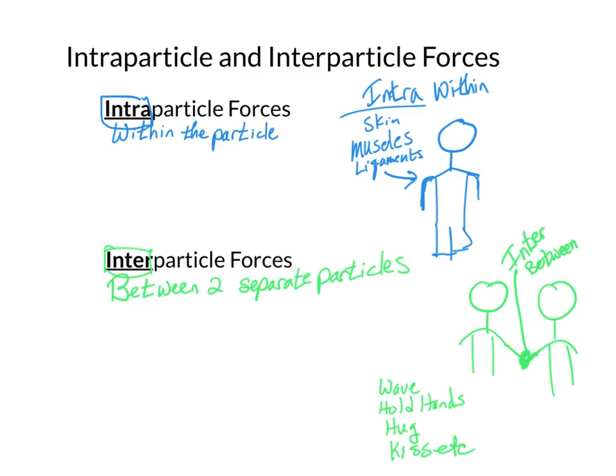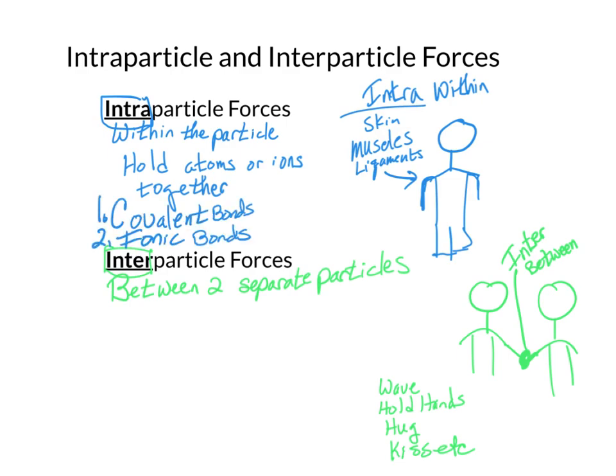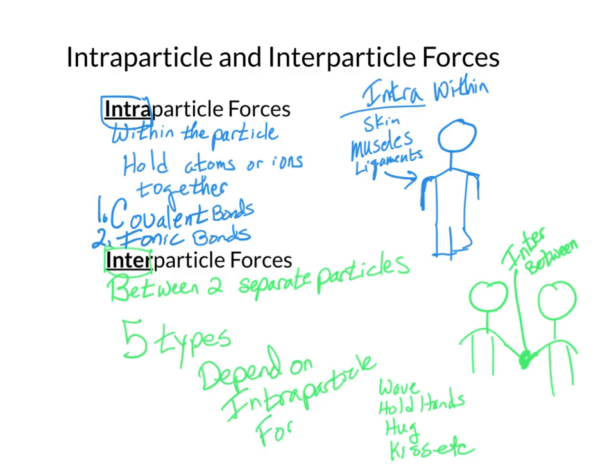When we look at intraparticle forces, we're talking about forces that hold either atoms or ions together. There are only two that we talk about in this course, and those are your covalent bonds and your ionic bonds. Those are both the intraparticle forces. So you already know about those, although we'll talk more about them later. For the interparticle forces, we have 5 different levels of strength, and we identify them. We're going to talk more about those later on. We identify them by looking at the type of intraparticle force that's present, and then we're going to look a little bit more at something called electronegativity to help us clarify what type of interparticle force is present.